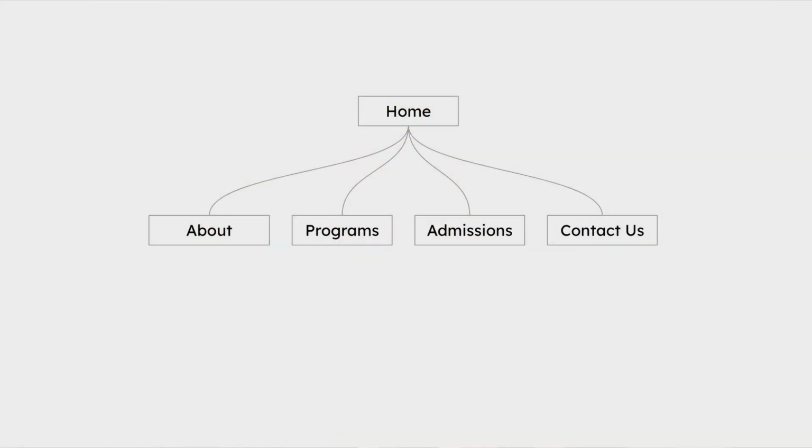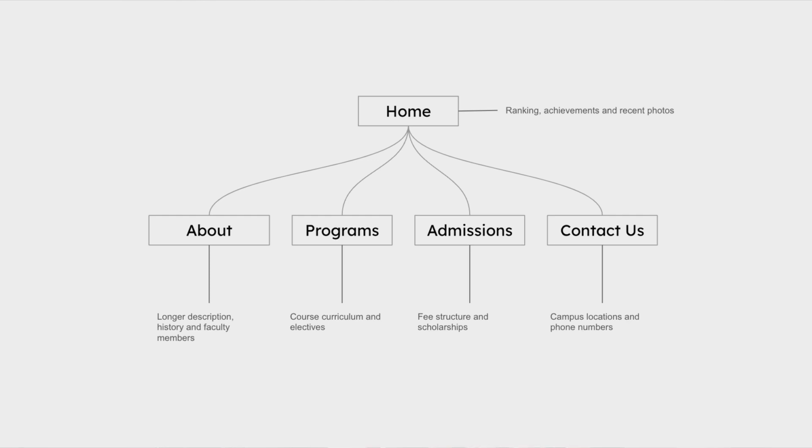For example, take a look at the sitemap. It shows you a home page, an about page, programs, admissions, and contact us. We can see that this design will belong to a university website. The home page will show the rankings and achievements of the university, recent photos, and events of facilities. The about page will be a longer description and history of the university. It may also include faculty and information about them. The programs page will have course curriculum and electives. Admissions will have fee structure and scholarships. And there will be a contact us page in case anyone wants to contact the university.